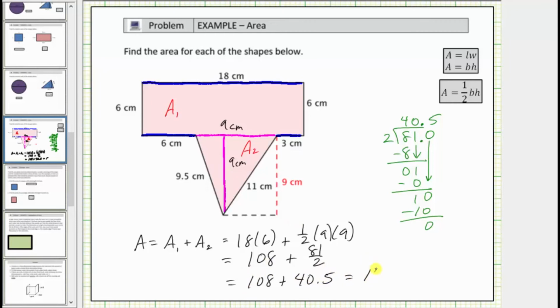which is equal to 148.5 square centimeters. This is the total area of the given shape.